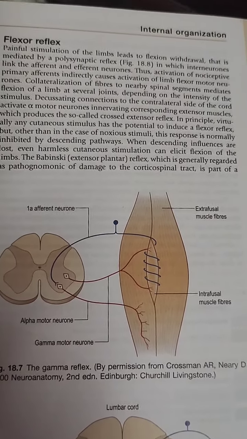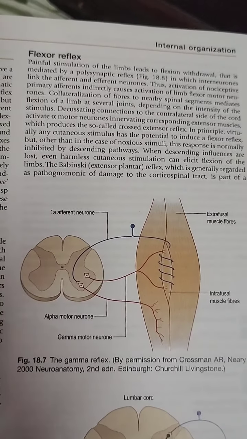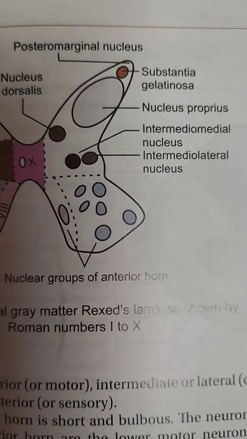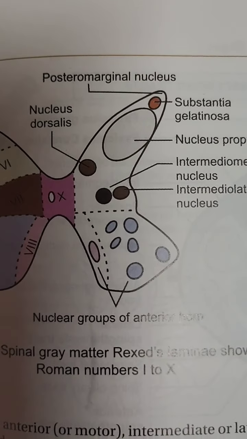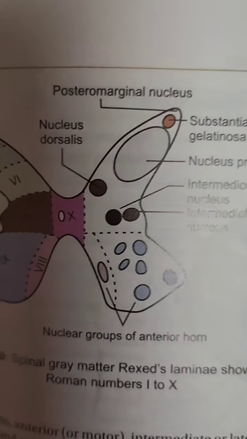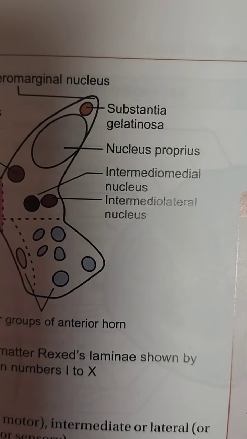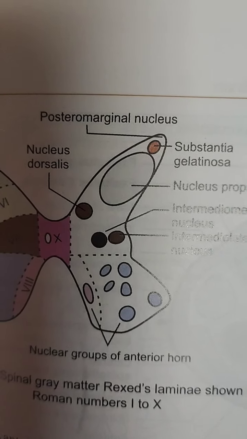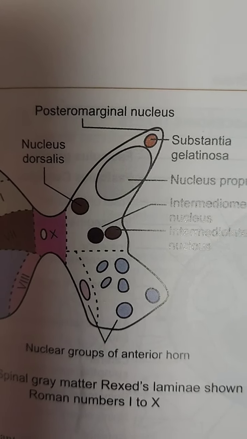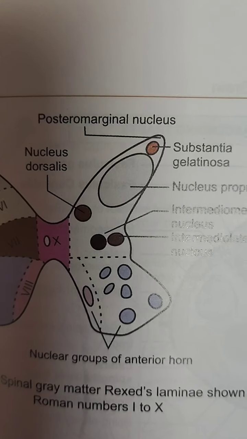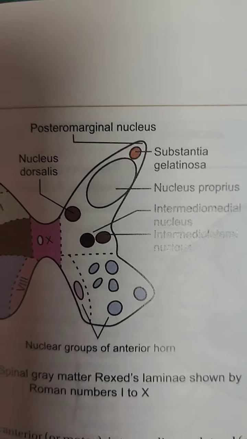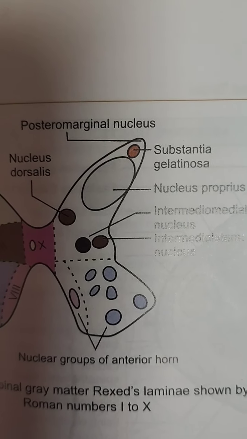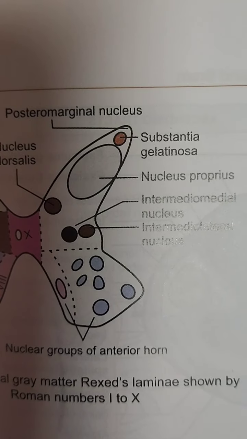Okay, most of it you can study in physiology. The posterior horn forms the sensory part of the nucleus. Here we have the posterior marginal nucleus at the tip, substantia gelatinosa, nucleus proprius, and Clark's column. They form the sensory part of the gray matter. And as I told you already, they form the second order neurons.